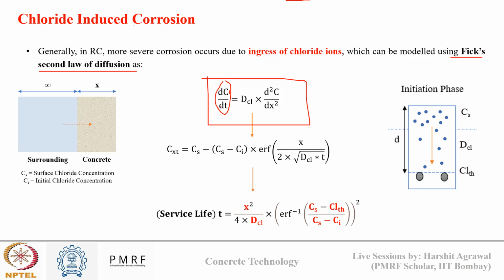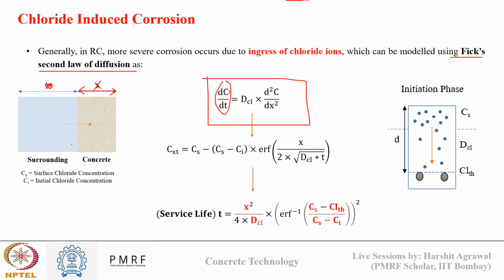To solve this differential equation, we need some boundary conditions that we can assume. The two boundary conditions are: we assume that concrete is a semi-infinite homogeneous medium. Semi-infinite means there is a certain cover depth of concrete, and on the other side there is an infinite exposure environment. There is no limit for the exposure of concrete. That's why it is a semi-infinite homogeneous medium.